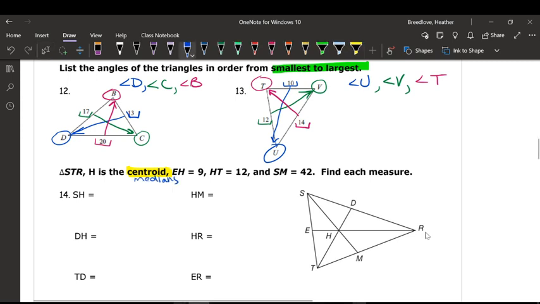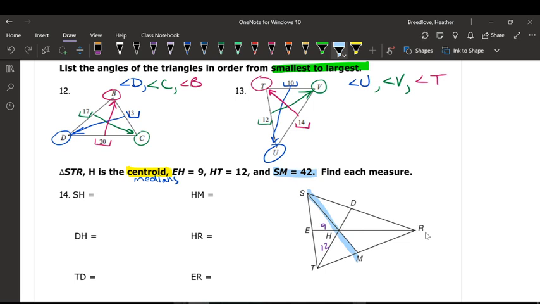I don't think you really need that for this problem. You don't, but just in case. Yeah, I'm not going to do that, because it's just going to overcomplicate the picture, and this isn't asking us about the sides, so I'm going to leave that off. EH is 9, so I'm just going to label what I have. From E to H is 9, and HT is 12, so H to T is 12, and S to M is 42, so the entire length of SM is 42.